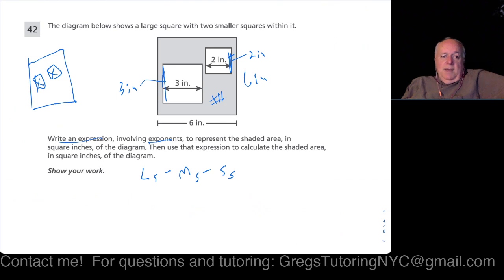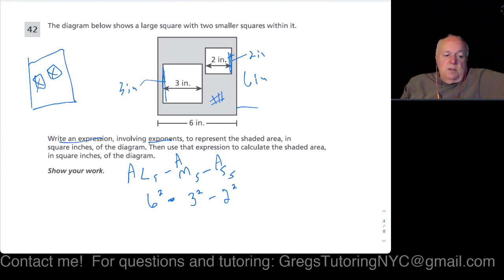All right, so what we're going to have is 6 squared, right? Because the area of the outside, the area of the large square minus the area of the middle square minus the area of the small square. So 6 squared, 6 times 6 is the larger one. We're going to subtract from that the middle square, which is 3 squared, and then subtract from that the smaller square, which is 2 squared. Okay, so that's one way to do it. Okay, and then it says, then use that expression to calculate the shaded area.